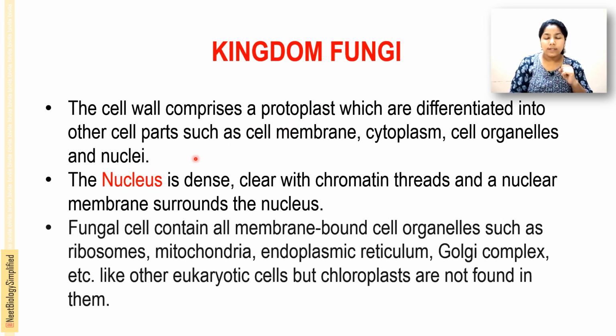And the nucleus is dense and clear, with chromatin threads and a nuclear membrane surrounding it. This is eukaryotic, right? Eukaryotic means true nucleus, that means there is a nuclear membrane around the nucleus. The fungal cell contains all membrane-bound cell organelles such as ribosomes, mitochondria, endoplasmic reticulum, Golgi complex, etc., like other eukaryotes, but chloroplasts are not found in them.